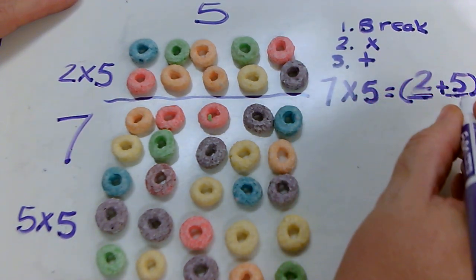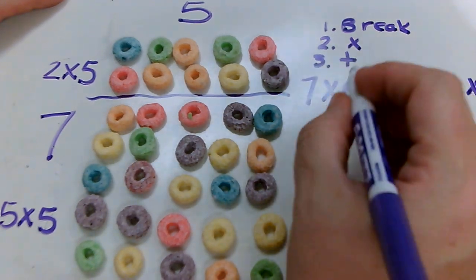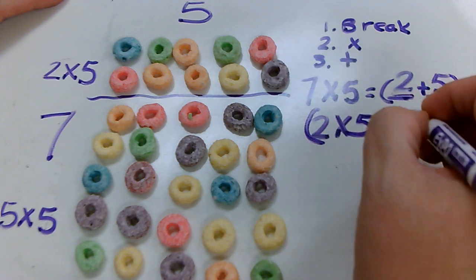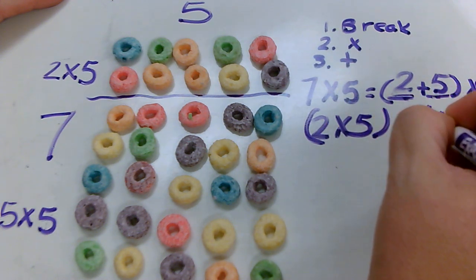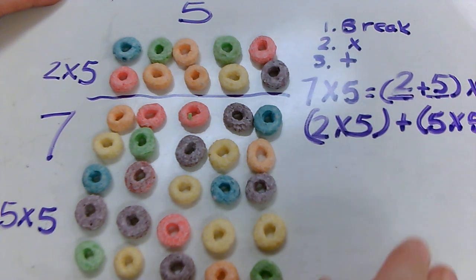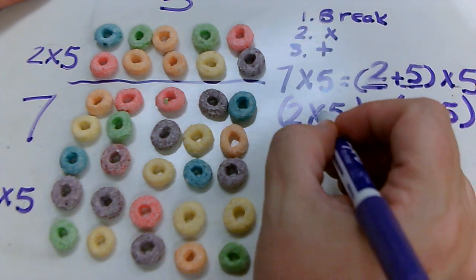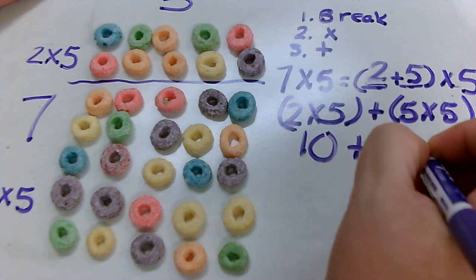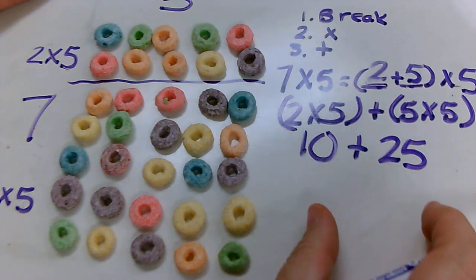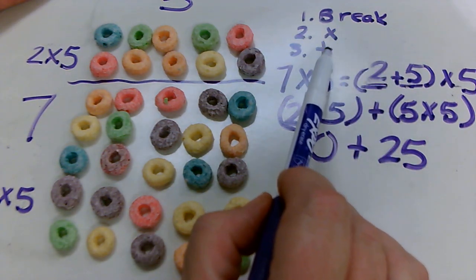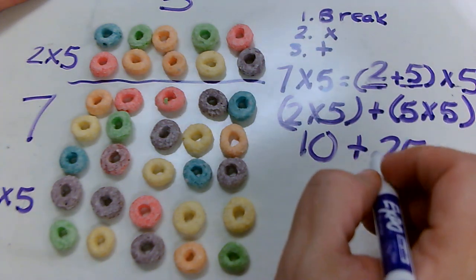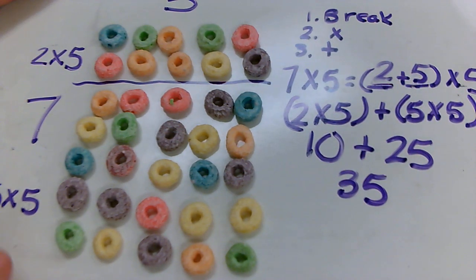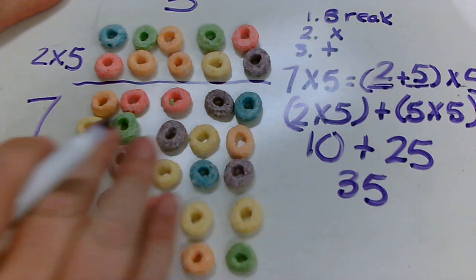So now I'm going to do my second step, which is to multiply. So 2 times 5 plus 5 times 5. 2 times 5 is 10. 5 times 5 is 25. And now I'm going to do my third step, which is to add. 10 plus 25 is 35. All right, let's try it with another one.